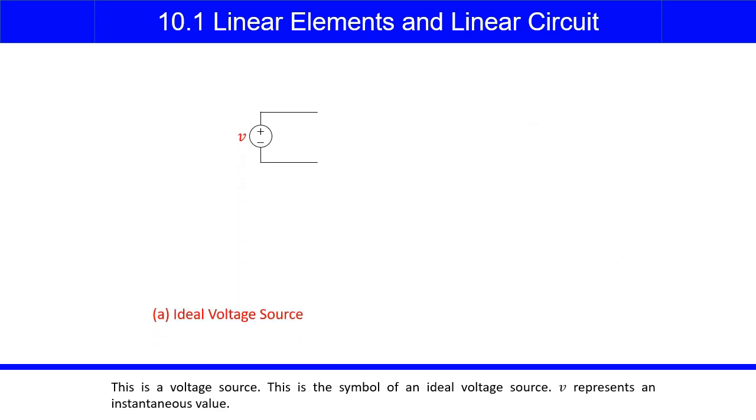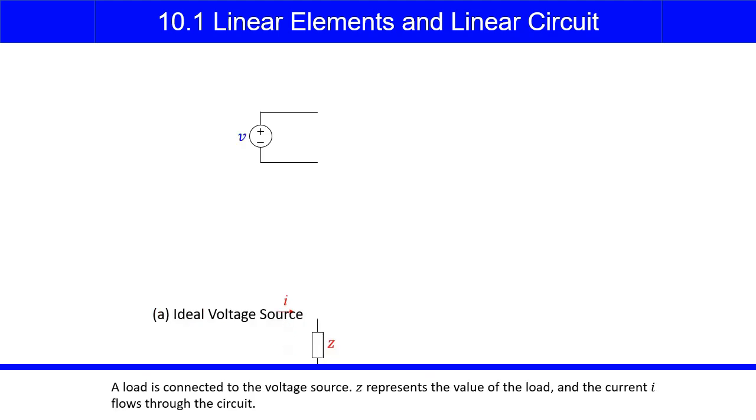This is a voltage source. This is the symbol of an ideal voltage source. Lowercase v represents an instantaneous value. A load is connected to the voltage source. Lowercase z represents the value of the load, and the current i flows through the circuit.